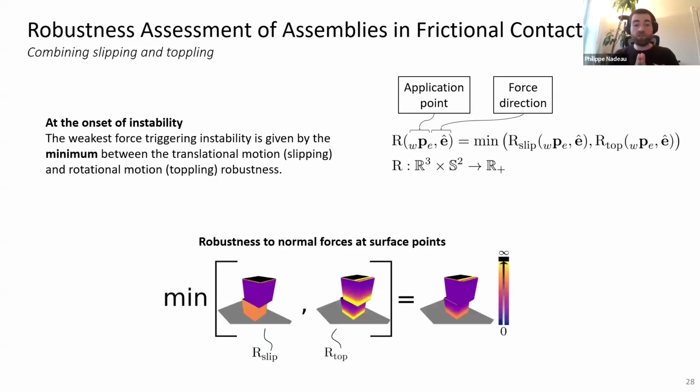It can be especially useful to compute the robustness to normal forces applied at surface points on a given scene. Here, a cube on top of another cube. We can visualize the result with a color code where lighter colors closer to yellow indicate larger robustness values and black indicating infinity.